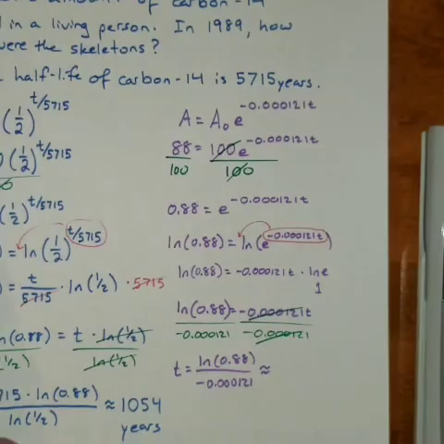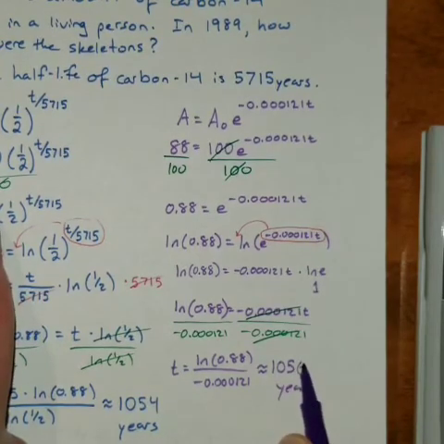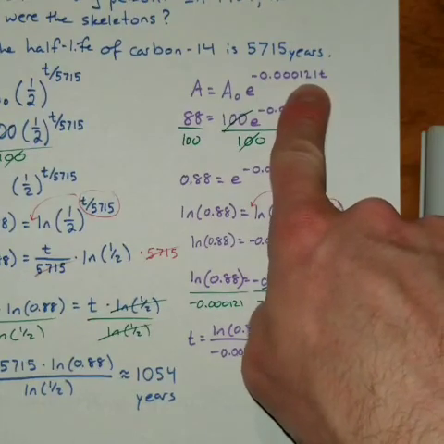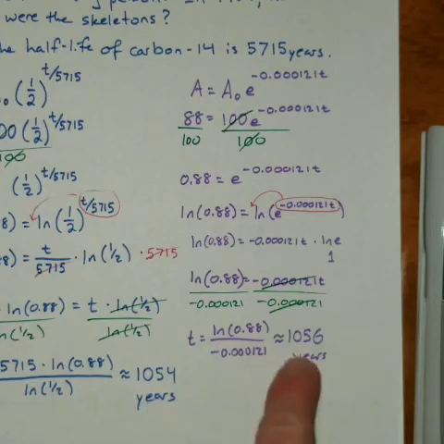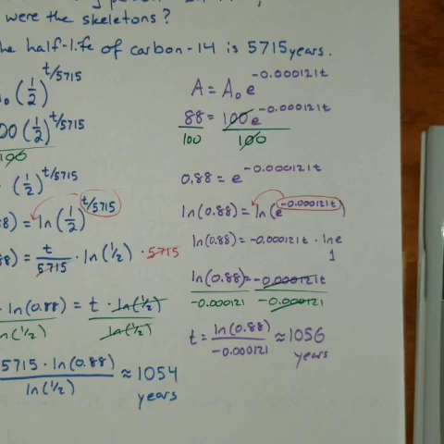Calculator says 1056 years. Okay, so it's off by what, 2 years over a span of over 1,000 years. So a 2-year difference there, probably not that meaningful. Basically what's going on there is there's a rounding error. The formula that the textbook created here is a rounded value, and these are exact values. So I think my answer will be a little bit more precise than the one the book gives, just because of the rounding error in creating this model. Okay, but essentially the same answer is given in both cases.